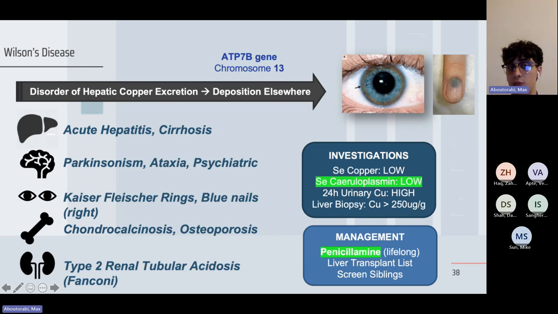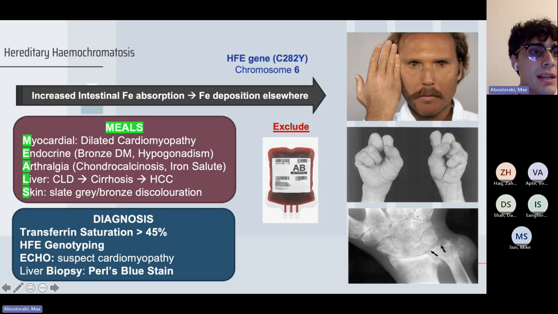So you want to catch it as quick as possible and prevent it from happening in the first place. So then you've also got hereditary hemochromatosis, which is caused by a mutation in the HFE gene, or C282Y, on chromosome 6. And this is characterized by increased intestinal iron absorption, in which you then deposit iron elsewhere within the body. And the symptoms you can find in this are covered by the acronym MILS.